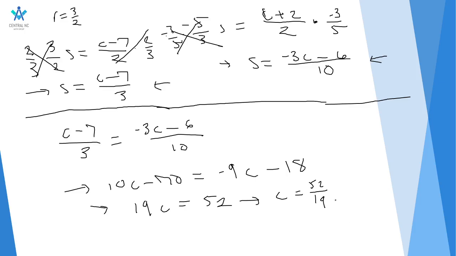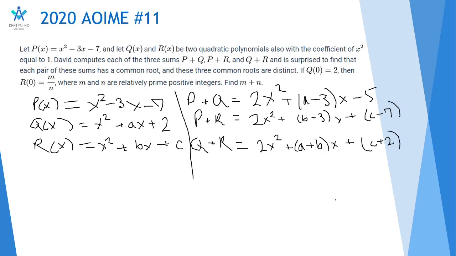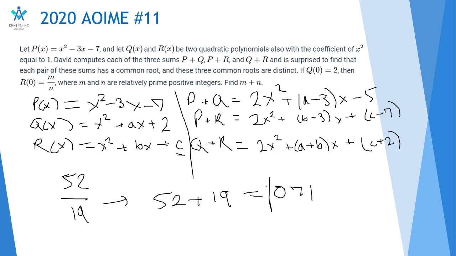So 52 over 19 is in lowest terms. If we go back to what the problem was saying, we have r of 0, which is equal to c right here. It's 52 over 19. We just need to find m plus n. And that gives us that our answer is 52 plus 19 equals 071. And that's your final answer.